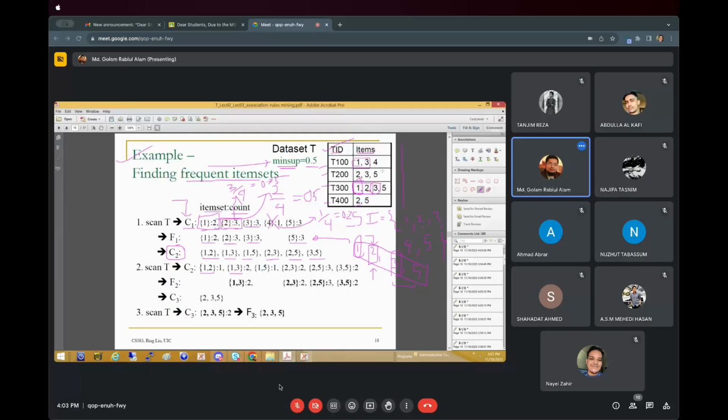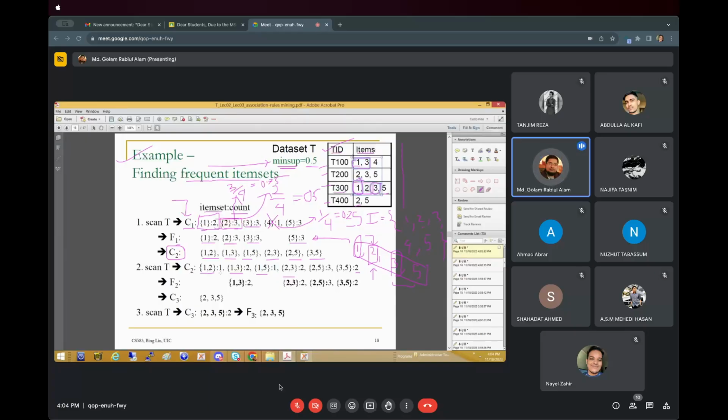And 1, 5. We can see 1, 5 is just one time, in transaction number 300. And then next, 2, 3. How many times did 2, 3 appear? We can see 2 times. Then 2, 5 appears 3 times, and 3, 5 appears 2 times.